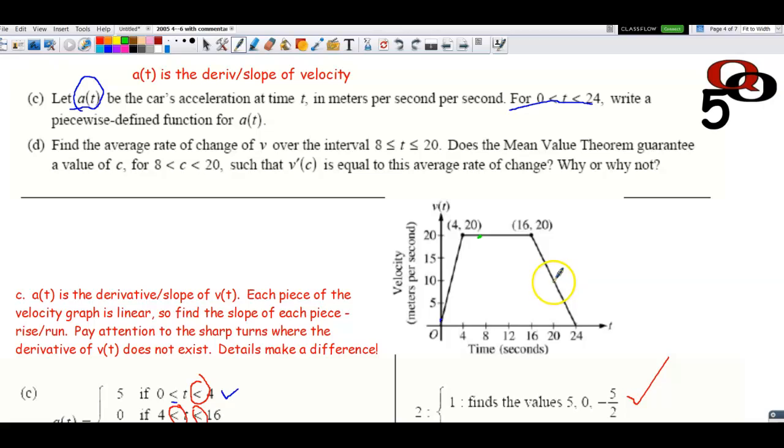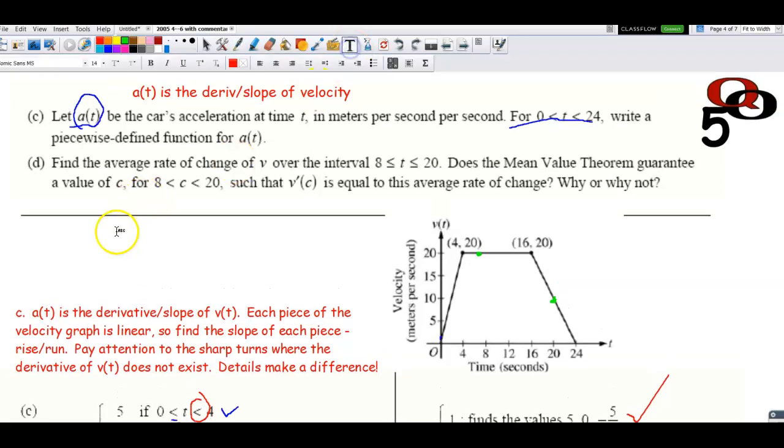So we're going to take these 2 points. Now to find the, we can see the y value of 8 is going to be 20. So we have the point 8, 20. And we have the point 20, I don't know yet.